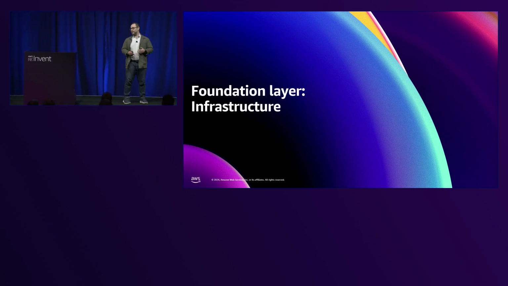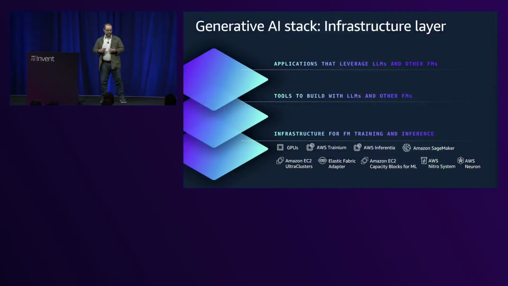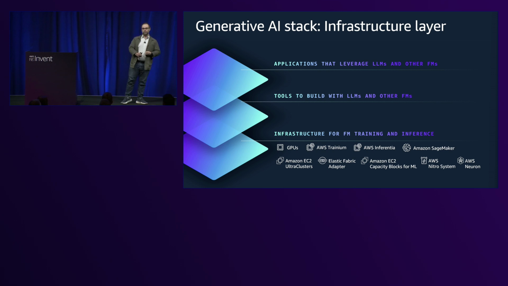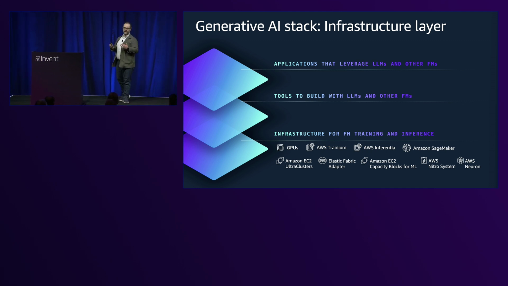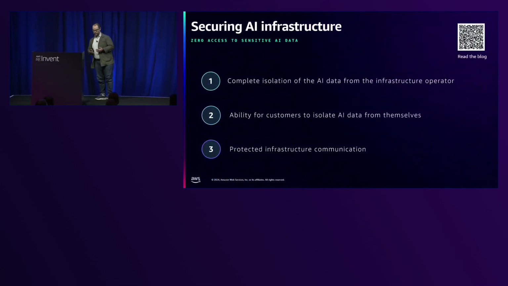So I'm going to start out speaking a little bit about this foundational layer, right? The aspects of things like GPUs and compute, as well as networking, et cetera, how these technologies can be used to provide a base level of security, and how customers can build on top of them to build their own generative AI systems, whether that's for training, inference, or other applications.